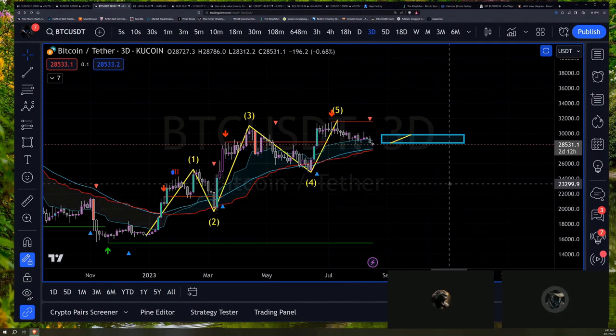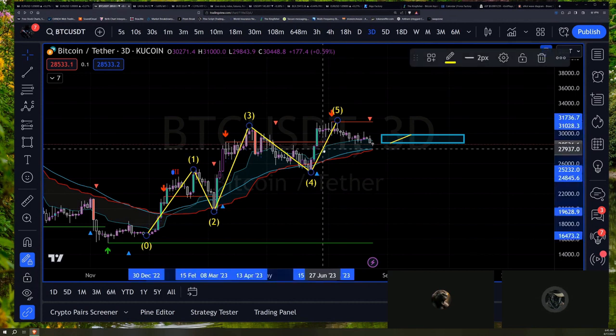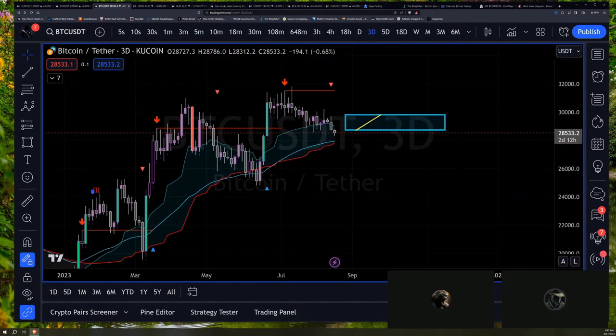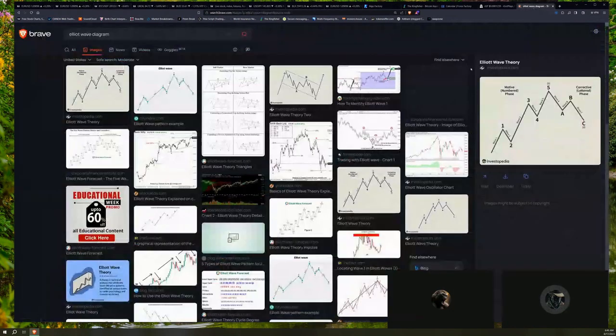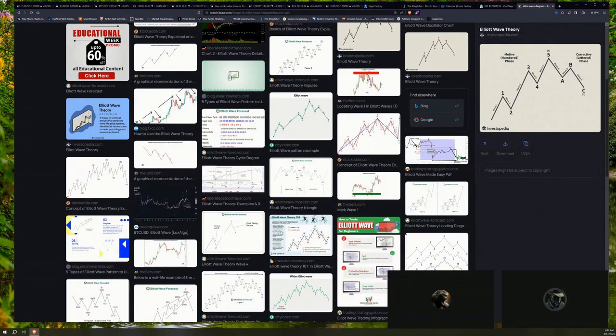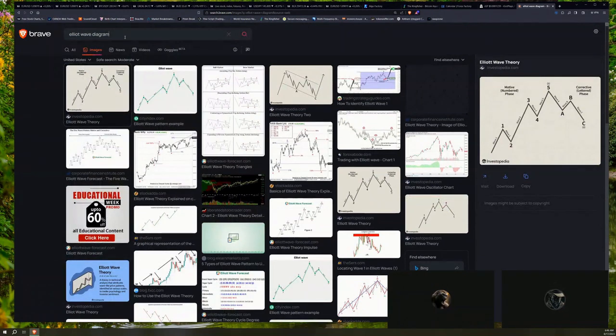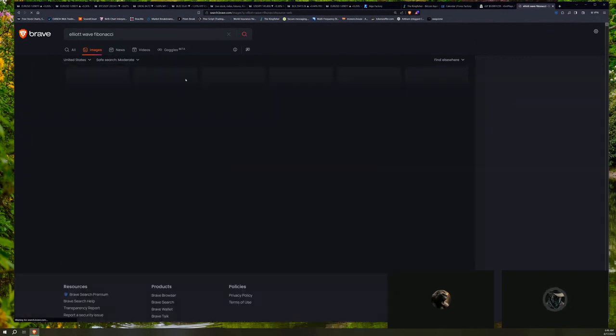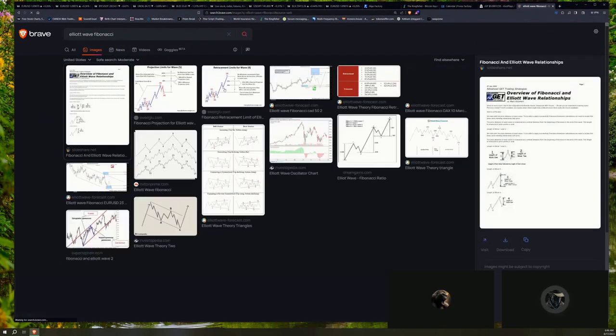Okay, so what do we do next? We want to find out where it might drop to, right? So the easiest way is going to be looking at a fib retracement. And Elliott wave does have Fibonacci components, and we're going to see if we can find that here. Let's go with Elliott wave Fibonacci. Okay, we want to look at the ABC correction Fibonacci levels, right?